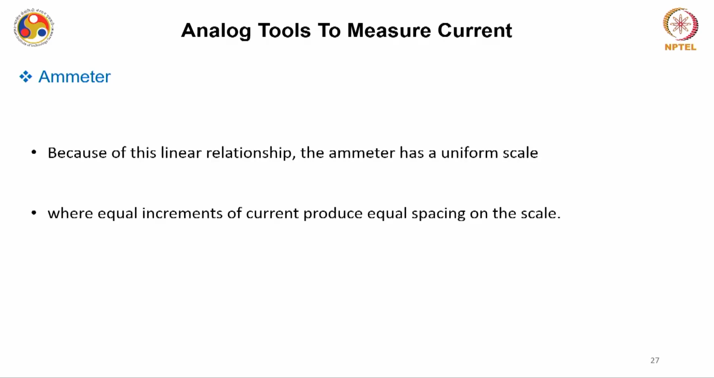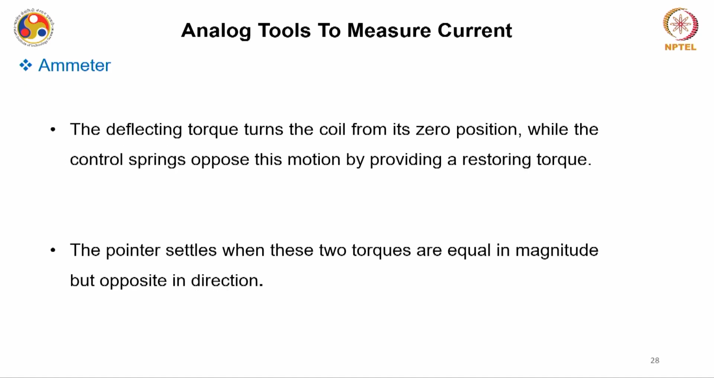This is basically the reason behind the rotation of the pointer over the scale which you want to measure. As I have mentioned, this is an example of a linear device. So, ammeters based on this kind of principle are usually linear in nature and have a uniform scale, where equal increments of current produce equal spacing on the scale. However, it is just one example. Please note there can be ammeters which have a non-linear scale as well.